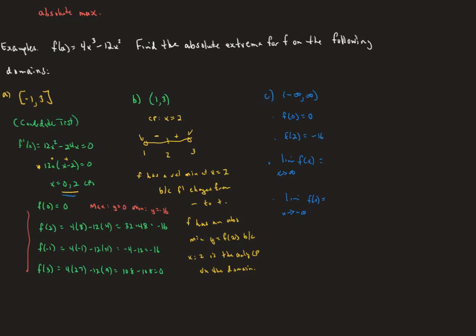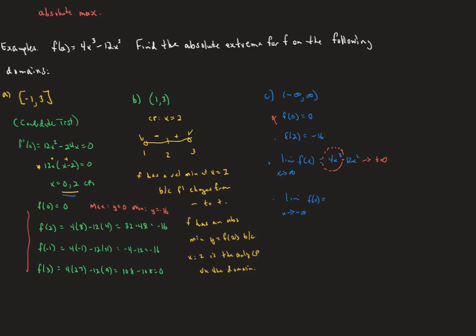Now, when we take the limit as x goes to infinity of 4x cubed minus 12x squared, we know that the behavior is going to be determined by the highest power of x and its coefficient. And if we put in a huge positive number, think 1,000,000, 1,000,000,000, 1,000,000,000,000, cube it and multiply it by 4, that is going to positive infinity. So that means we don't have a maximum. So there's no way that this can be bigger than positive infinity.